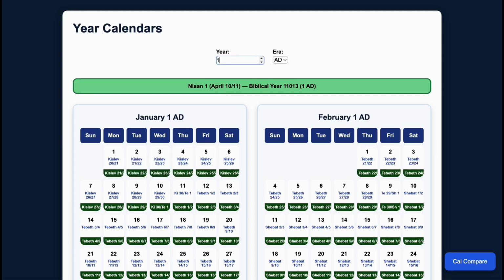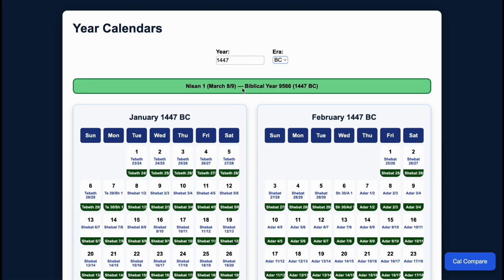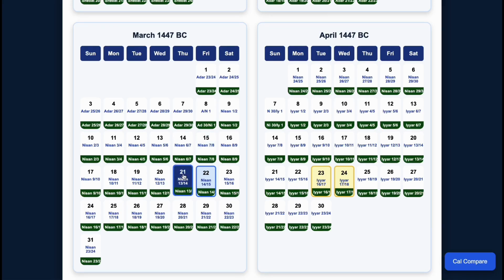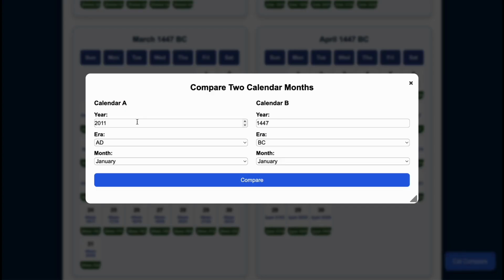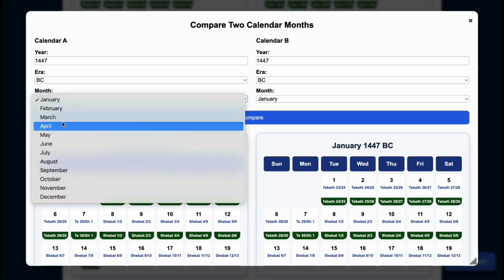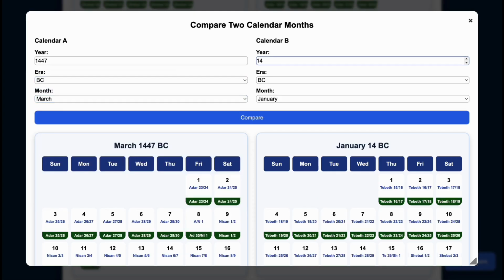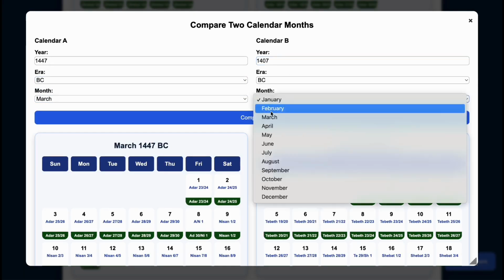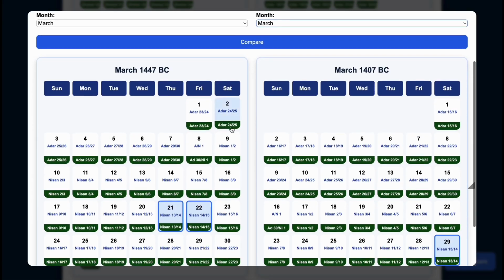We're going to go to 1447 BC. We're going to see that Passover falls on March 21st / March 22nd. Now this would have been the beginning of Nisan 14. That was Passover. And then they left on the 22nd. That's Nisan 15, March 22nd. We're going to pull up this little tool here and go 1447 BC, March, and then we're going to do 1407 BC, March. We're going to compare the two calendars.